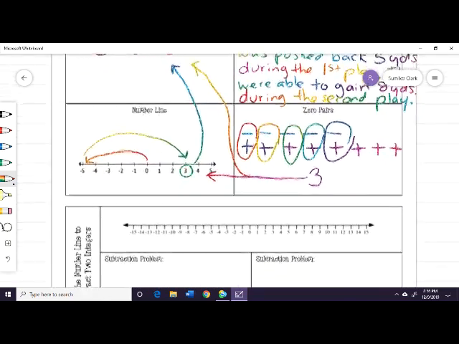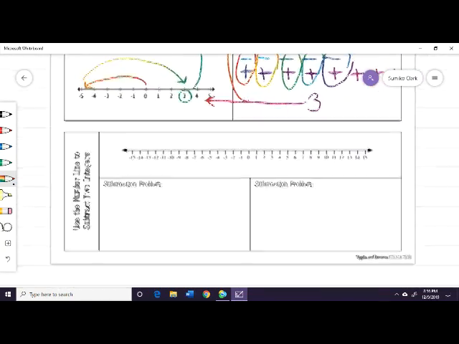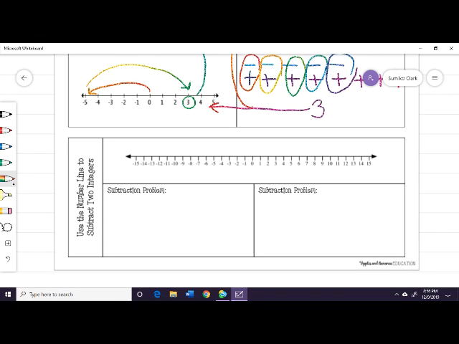Now let's look at subtraction. It says use the number line to subtract 2 integers. Let's look at the problem. Negative 2 minus 8 is equal to negative 10. So we're going to start with our pencil on negative 2.